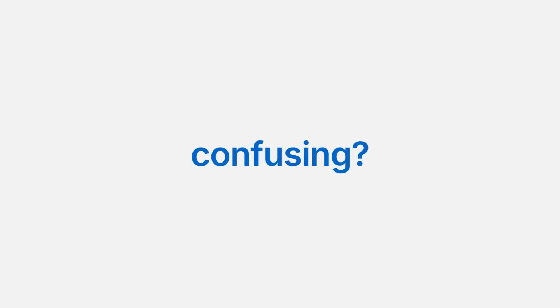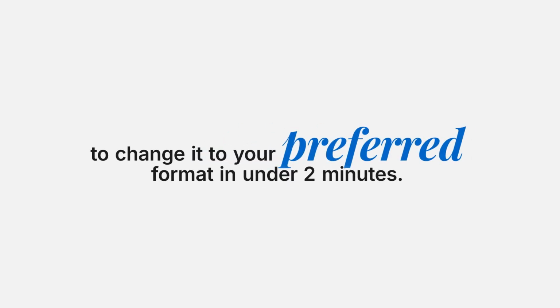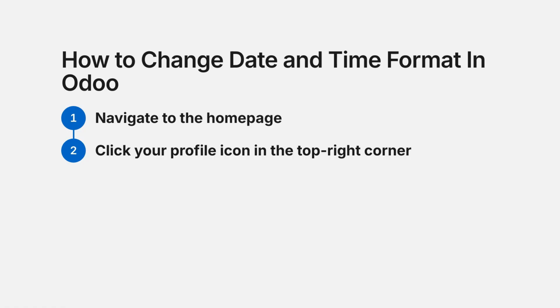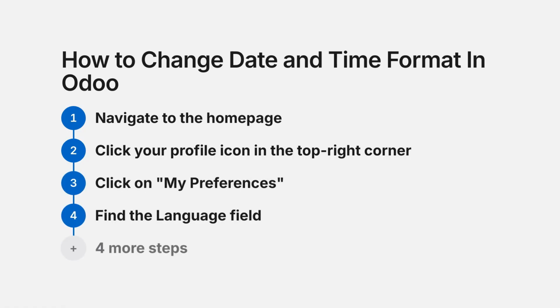Do you find Odoo's default date format confusing? Learn how to change it to your preferred format in under 2 minutes. Just follow these steps. Access preferences, choose your locale, and activate the switch. Your dates will display correctly immediately.